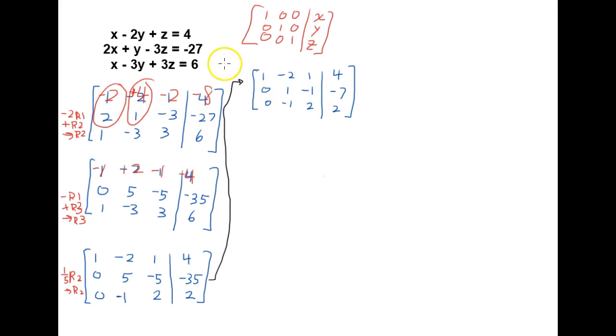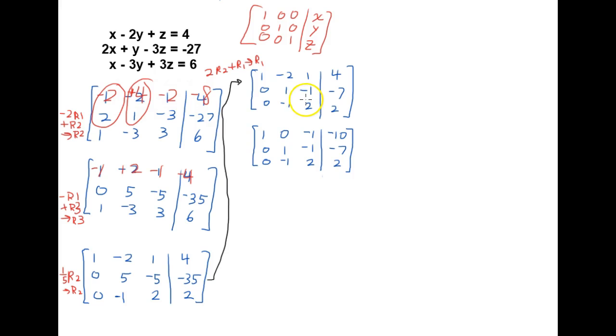So I'm going to say 2 times row 2. I'll write that in red. 2 times row 2 plus row 1 will replace row 1. Okay, and remember, we did not change row 2. We just added some multiple of row 2. So 2 times 1 is 2. 2 times negative 1 is negative 2, and 2 times negative 7 is negative 14. And we're adding that onto row 1.